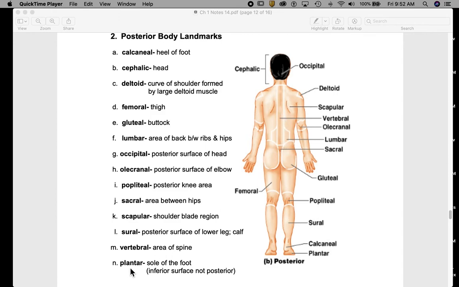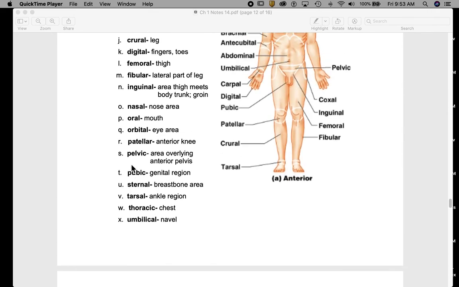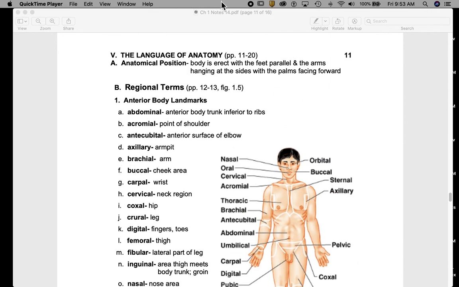And finally, plantar is the bottom of the foot. It's the inferior surface, not posterior because the heel is the calcaneal. Underneath is called plantar. And those are the regional terms that you'll need to memorize. And we'll work with this in class.